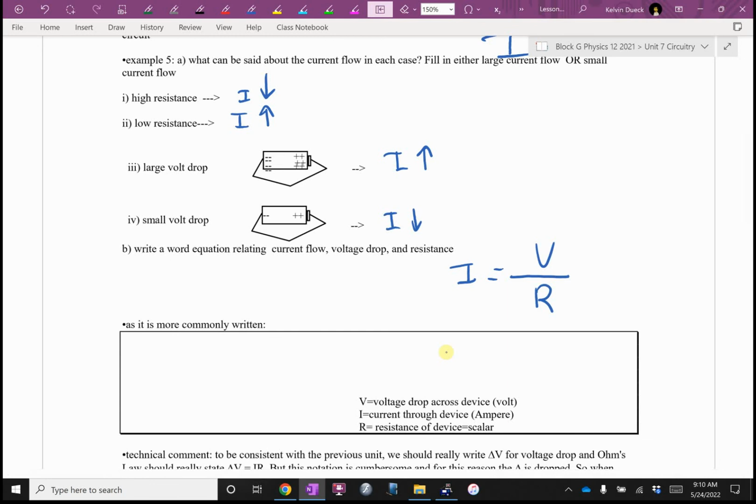Except it's more commonly written this way: V equals I times R. And they're all capital letters. How many of you have seen that before in Science 9 or Science 10? V equals I times R. Okay, so a few of you have. It's on your formula sheet. Worth memorizing, but Paige, you'll memorize it out of laziness, because we're going to be flogging it to death for the next few weeks.